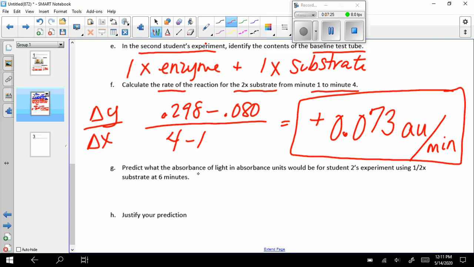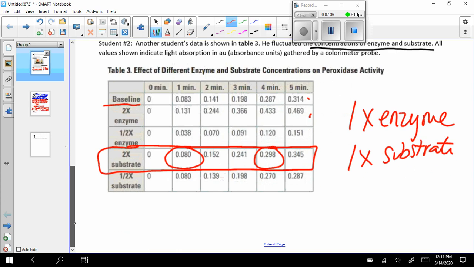All right, predict what the absorbance of light in absorbance units would be for student 2's experiment using 1/2 the substrate at 6 minutes. Okay. Let me grab a different color here. 1/2 substrate. Here it is normal. And so let's see, it goes from 0.080 up to 0.139 to 0.198. That's a huge increase. Each of these are a big increase, to 0.27.